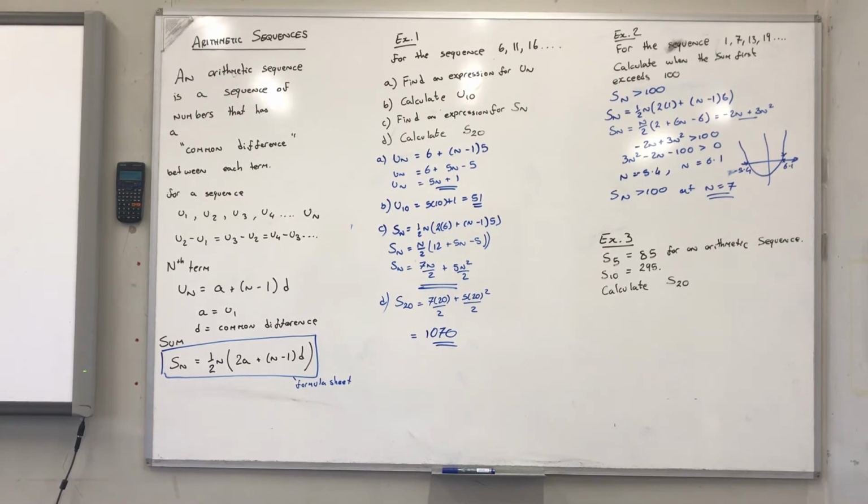Now, we've got example 3. S5, or the sum of the first five terms, is 85 for an arithmetic sequence. S10 equals 295. Calculate the sum to the 20th term. Now, I've not been told what the sequence is, I've not been told what the first term is, I've not been told anything other than what two of the sums are, but that's fine because we can deal with that.